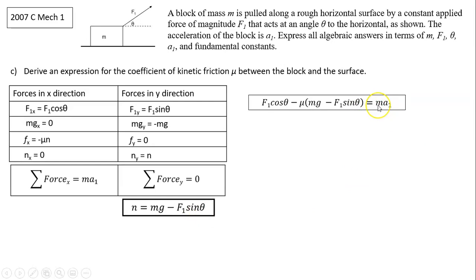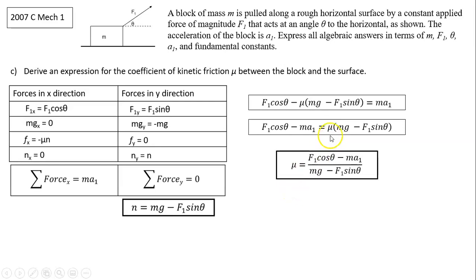To solve for mu, we subtract m a1 on both sides, and we add mu times (mg minus F1 sine theta) on both sides. In this case, I have isolated mu. And to solve for mu, I simply divide by mg minus F1 sine theta on both sides.